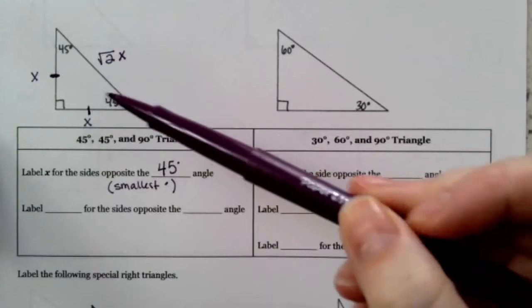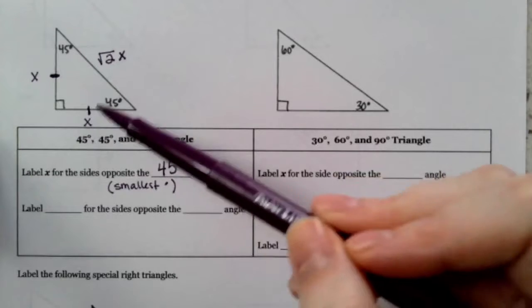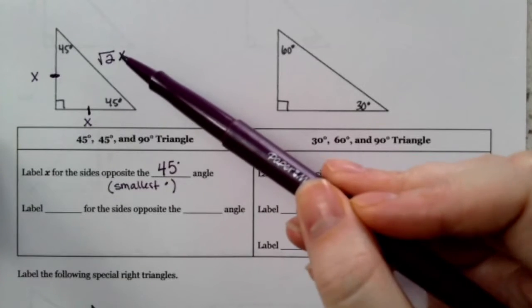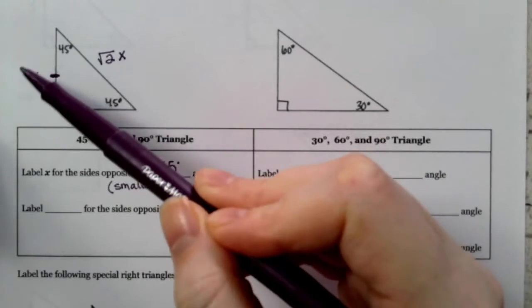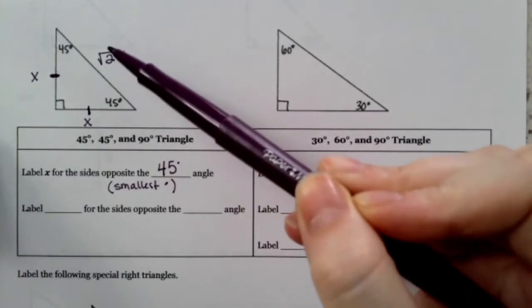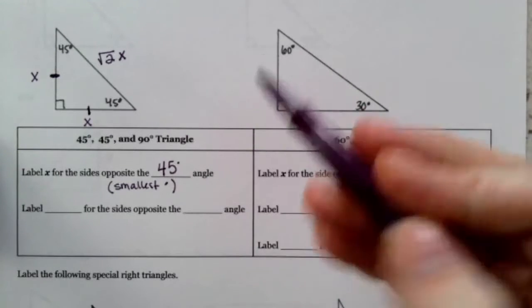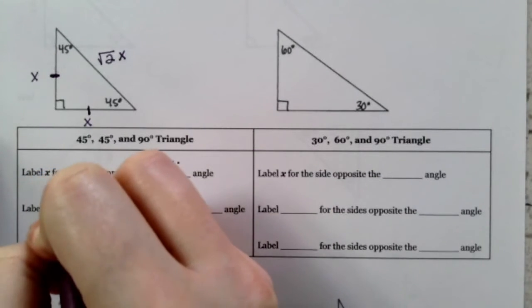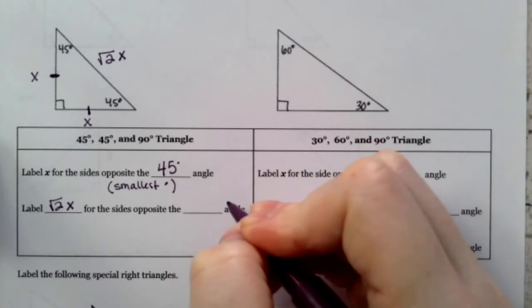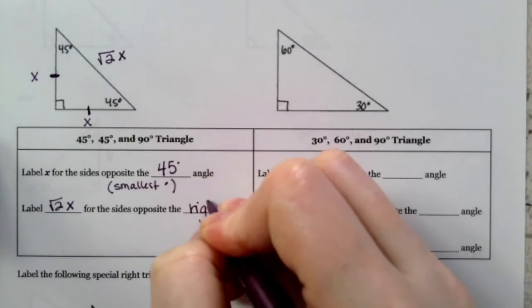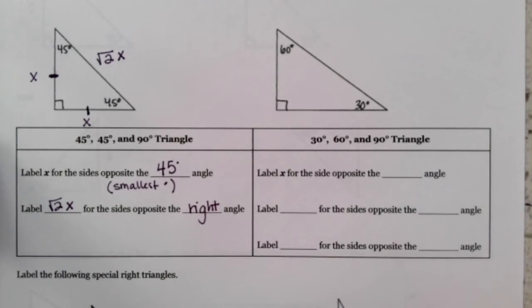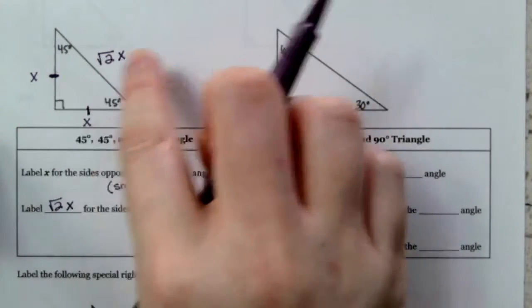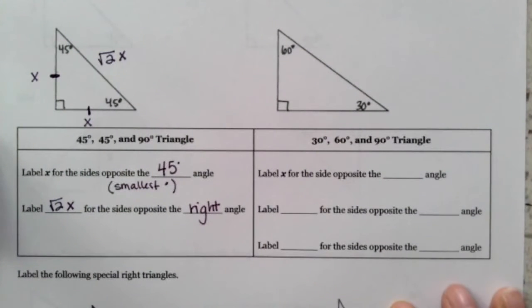So the hypotenuse for a 45-45-90 is bigger than the two sides, and it's represented by the square root of 2x. So if you know that this side is 2, then this side will also be 2, and this side will be whatever 2 times the square root of 2 is. So label square root of 2x for the side opposite the right angle. So that is a 45-45-90. So instead of using SOHCAHTOA to figure out these sides, we can actually just use this relationship.